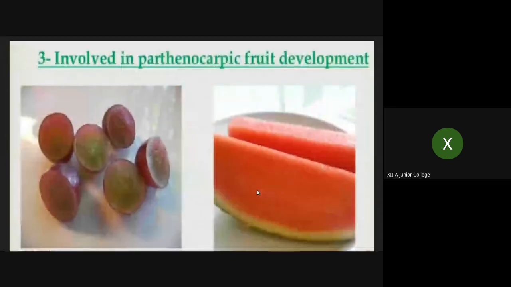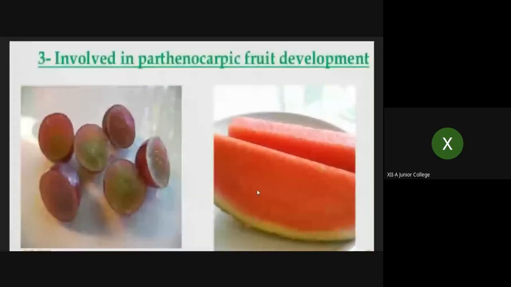Now the next is parthenocarpic fruit development. You must have observed previously that many fruits had many seeds and were also of large size. But because of this application, we have now made many fruits without seeds, or with seeds present in a very small number, and the size of the seeds is also reduced. Even so many fruits have been developed without seeds, that is, seedless fruits.